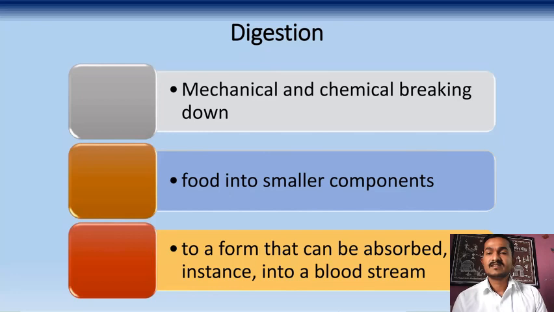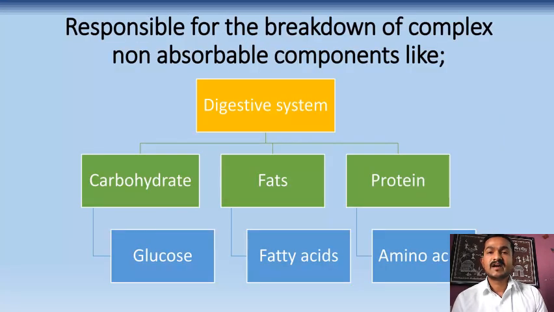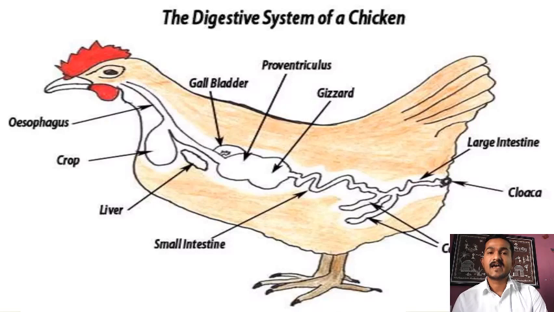Okay. Now, the digestive system is responsible for the breakdown of complex non-absorbable components. The food material includes, first, carbohydrates, second, fats or lipids, and next, proteins. Understand? Carbohydrates are converted into glucose, and fats are converted into fatty acids, which is an absorbable form. And proteins are converted into amino acids. These amino acids are easily absorbed as compared to the large component, the protein. Clear? So let's see in detail the digestive system of the hen, or chicken, or bird.